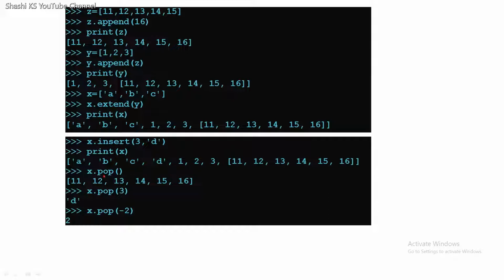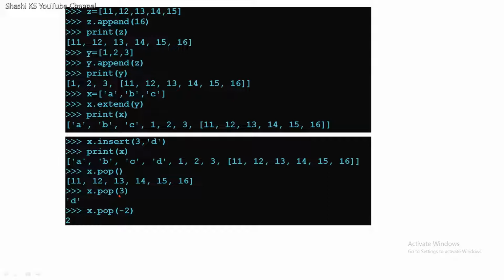And then I say X.pop(). In the list X, I have not mentioned any index, so it will delete the last element of the list X. The last element of list X is the entire list which contains elements from 11 to 16. So that entire list, which is at the last position of list X, will be deleted and it is returned by the pop function.